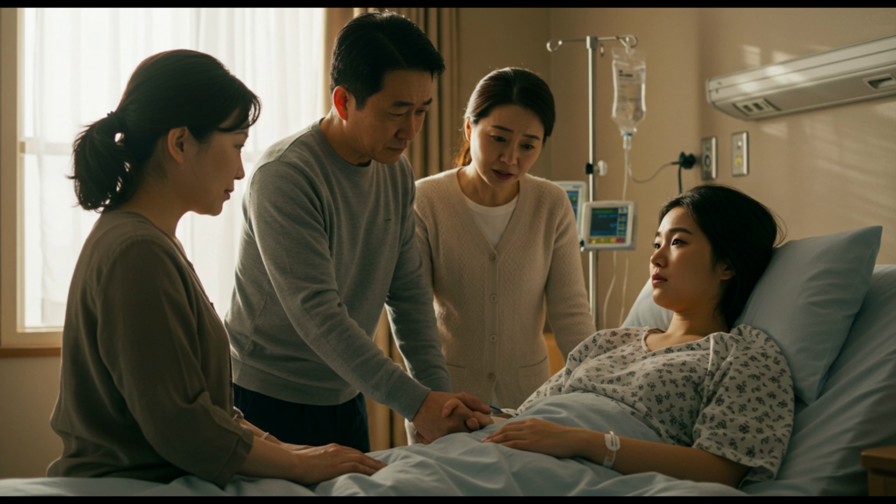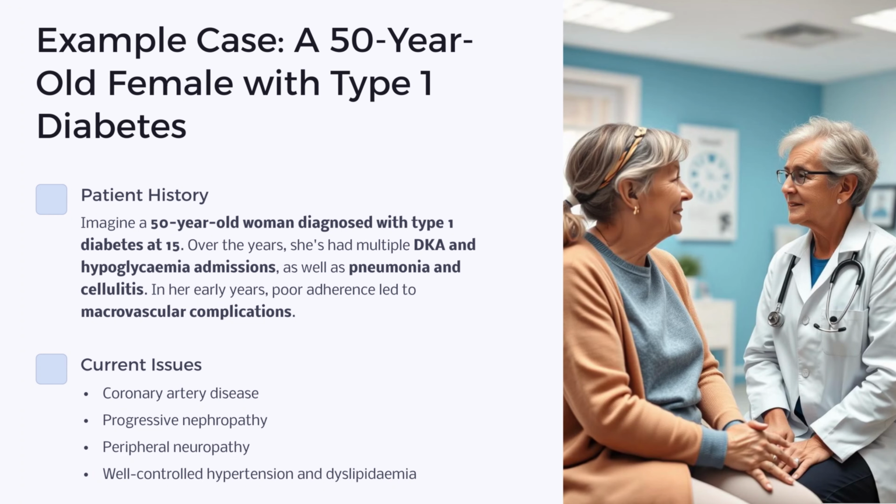Let's make this concrete with an example. Consider a 50-year-old female with type 1 diabetes, diagnosed at age 15. Over the years, she has been admitted multiple times for diabetic ketoacidosis and hypoglycemia, along with episodes of pneumonia and cellulitis. Early in her disease, she struggled with adherence to her treatment regimen. As she aged, the cumulative effects of her condition led to macrovascular complications. For instance, when she presented with angina, a CT coronary angiogram revealed moderate coronary artery disease, yet without significant obstruction.